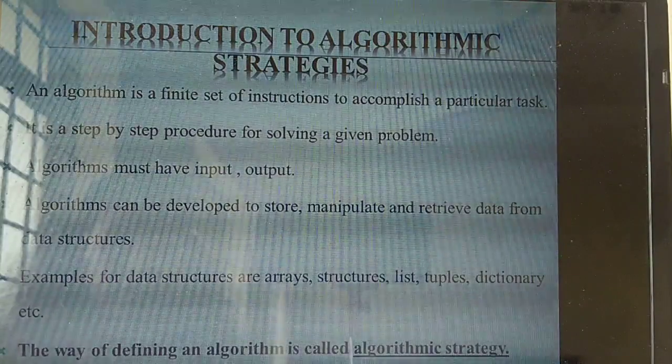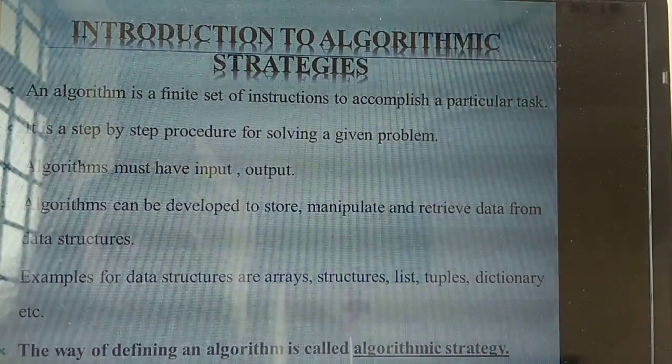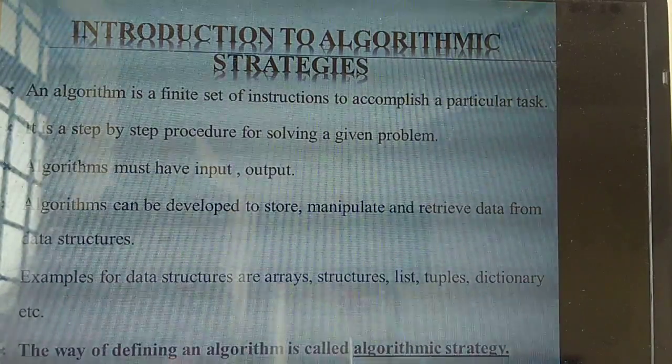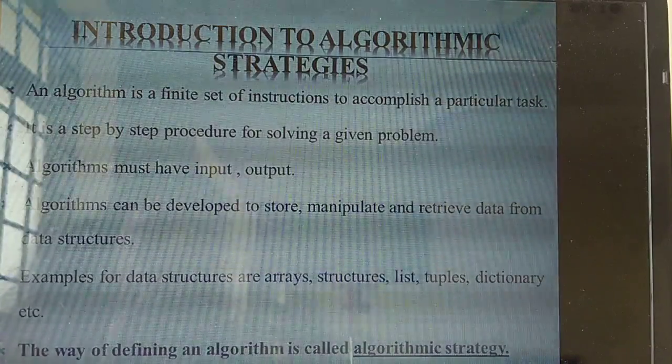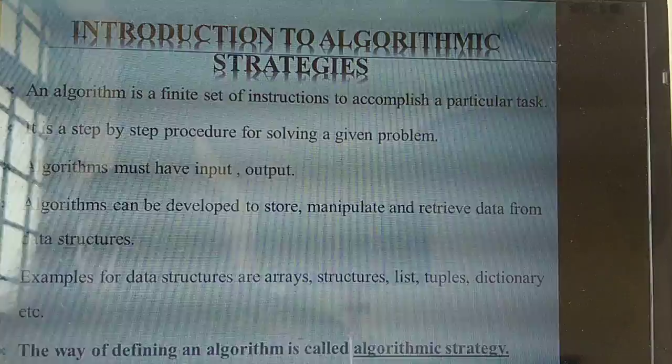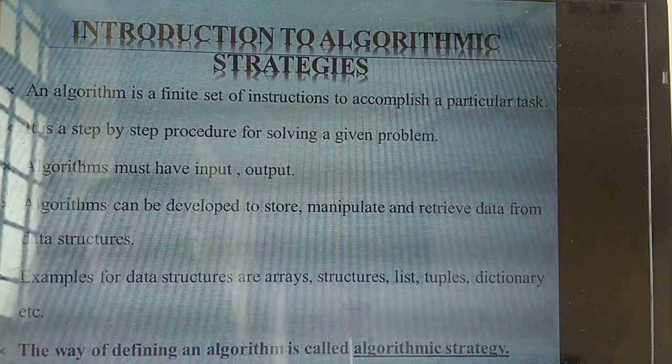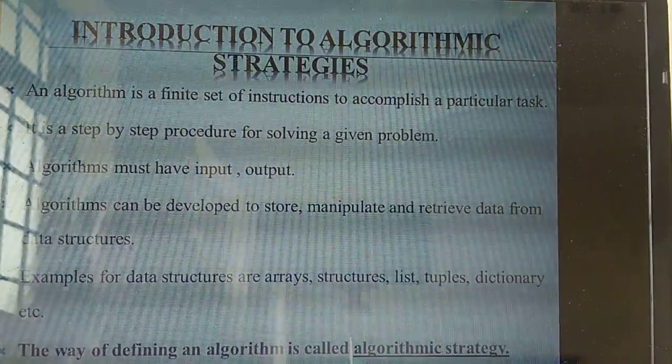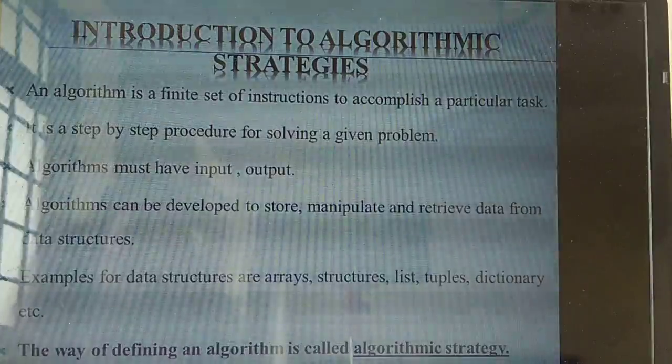An algorithm is a finite set of instructions to accomplish a particular task. What do you mean by that? For practical purposes, I need to get a certain kind of output, so for that I am going to write a procedure. That is an algorithm. Understand? What's the first point? An algorithm is a finite set of instructions to accomplish a particular task. It is a step-by-step procedure for solving a given problem.